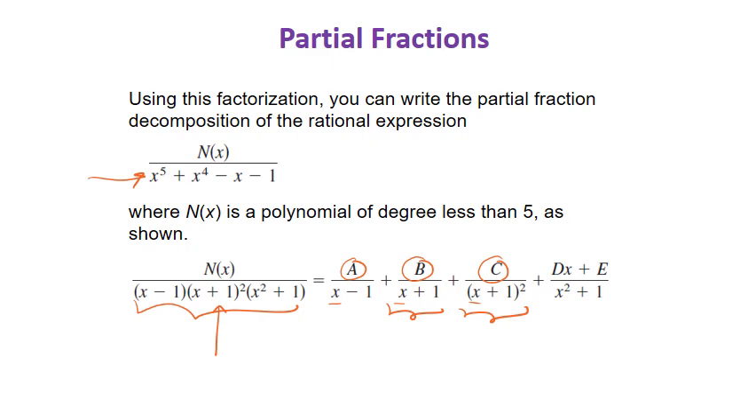So if this were cubed, you would have x plus 1 squared, and then x plus 1 cubed, all as your fractions. So you need each one of those. And then if you have a quadratic factor, then you need to have a linear factor above it. Okay, and our goal is to identify what the constants are for A, B, C, D, and E in this case.